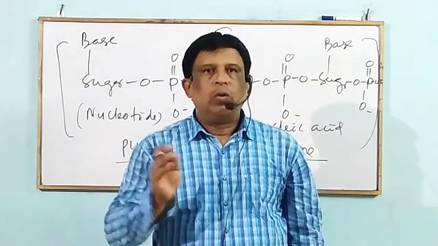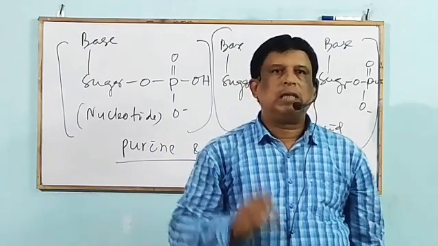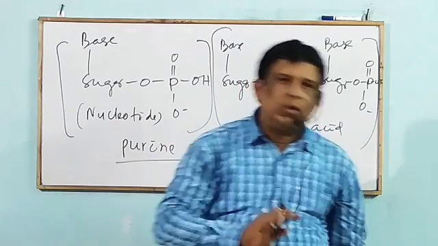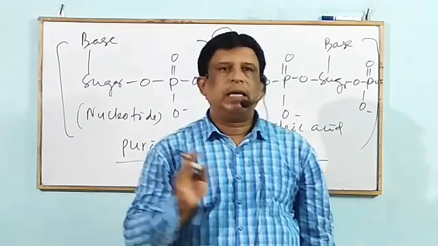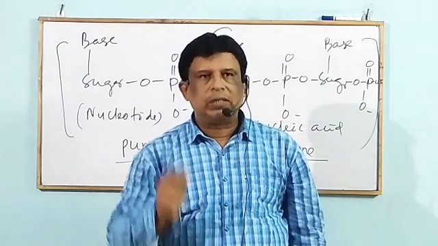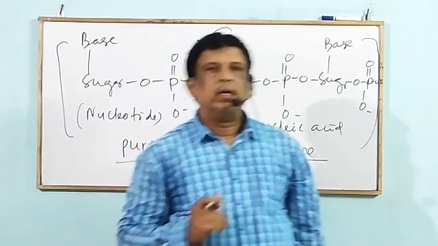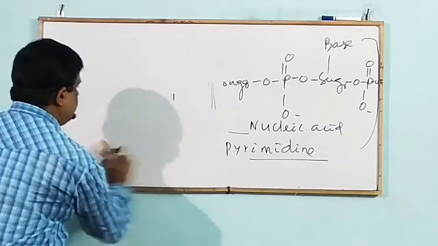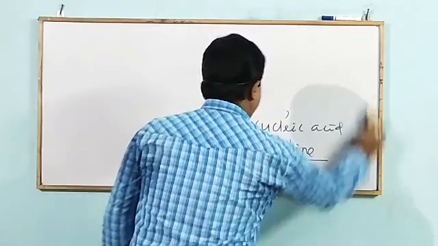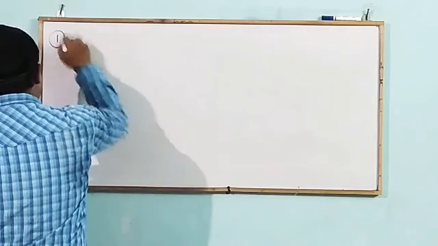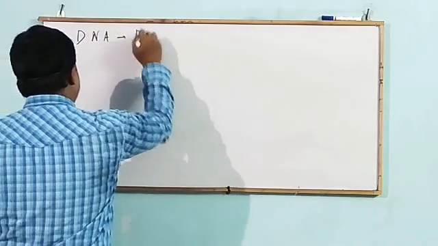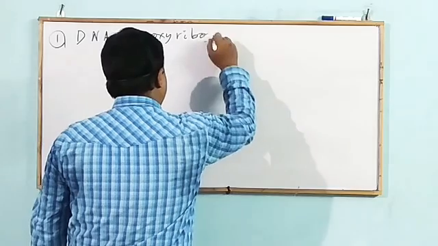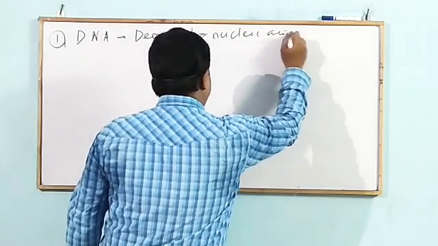The nucleic acid which contains ribose is known as RNA, that is ribonucleic acid, and the nucleic acid which contains deoxyribose is known as DNA, that is deoxyribonucleic acid. Then we discuss two things: one is DNA and one is RNA. First we discuss DNA, deoxyribonucleic acid.